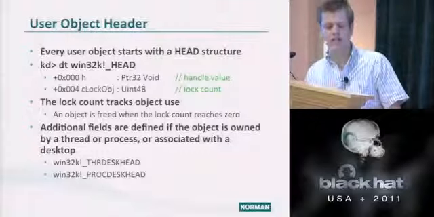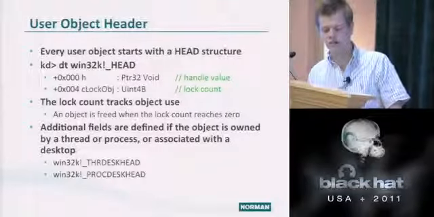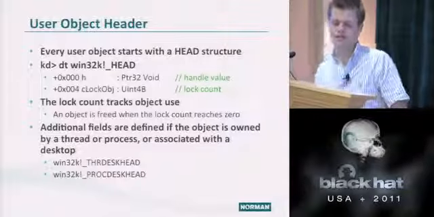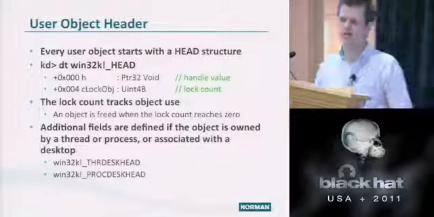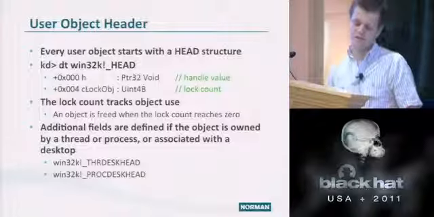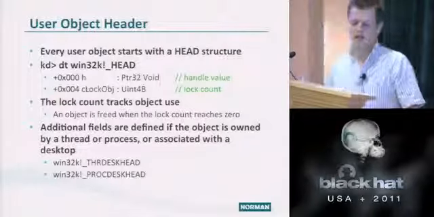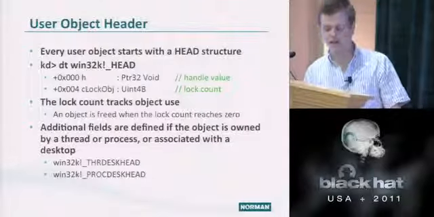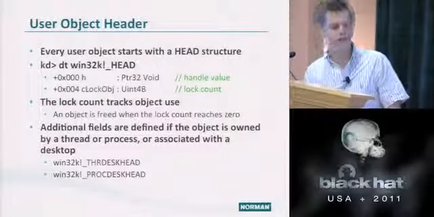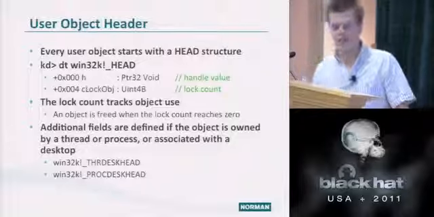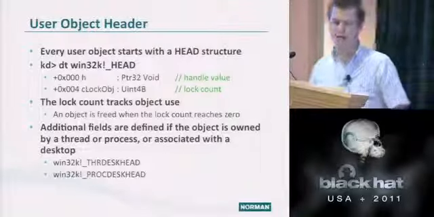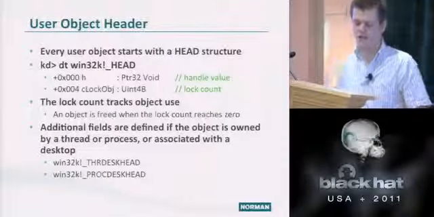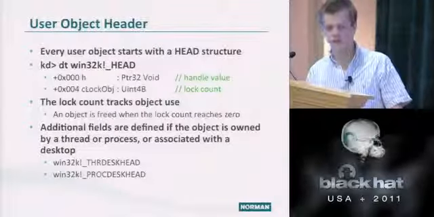All the objects start with a common header known as the header structure. And this holds the actual handle value and also a reference count that tracks object use. So this is one of the vulnerability classes: mismanagement of the reference count. There's also additional fields defined if the object is owned by, say, a thread or a process, because then you want to know the context pointer to the thread or process object.